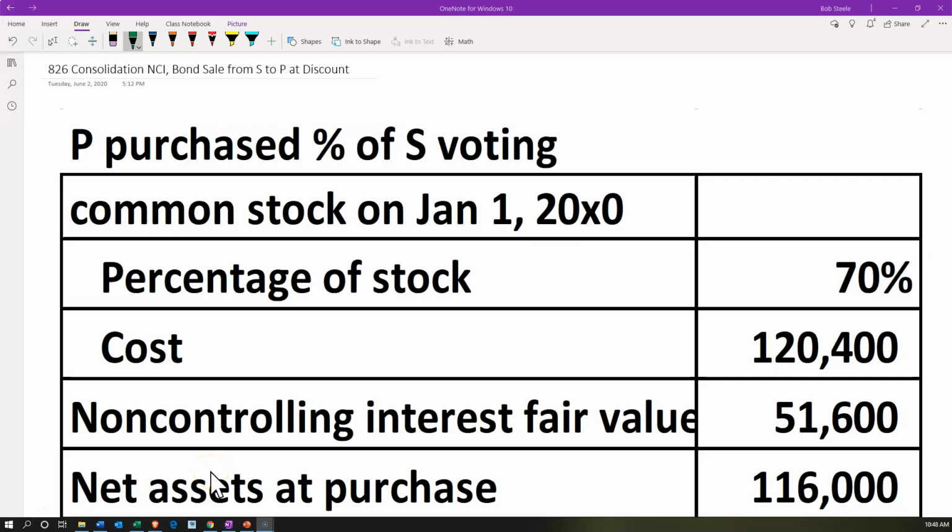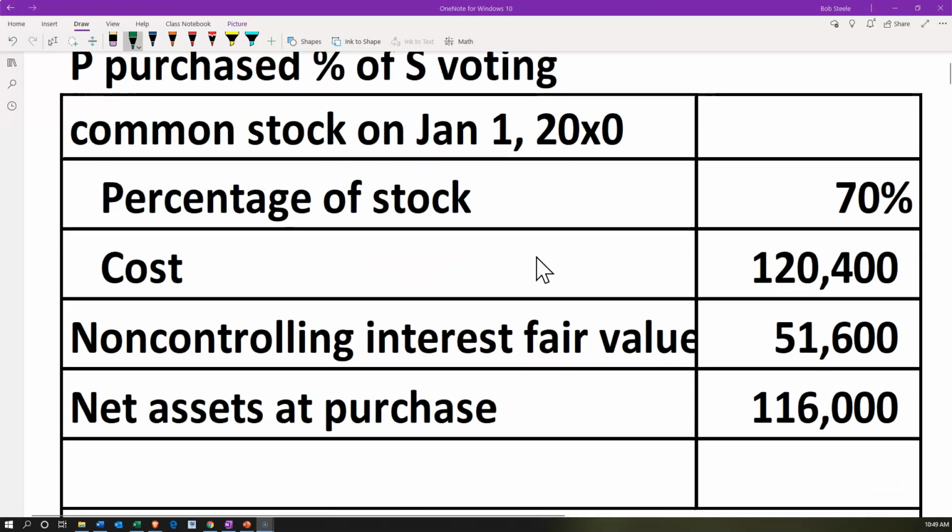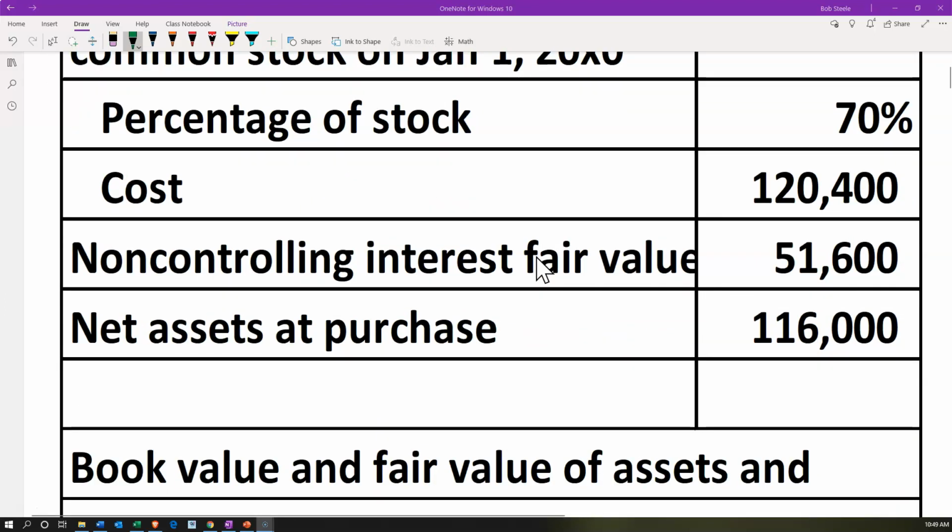Here we are in OneNote. We're going to go through the information first, then we're going to grab pieces of that information to use as we go through the practice problem. So we have P purchased a percentage of S voting common stock on January 1st, 2000 X0. P is going to be the parent, S the subsidiary, and the purchase took place, the original purchase, 2000 X0. That won't be the date of consolidation, but the point in time that the purchase took place that results in the need for consolidations going forward.